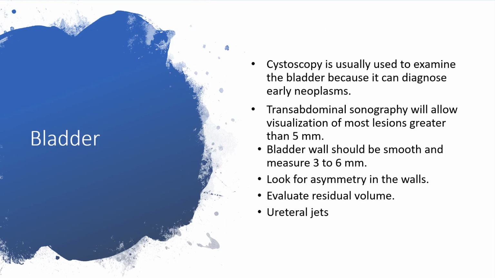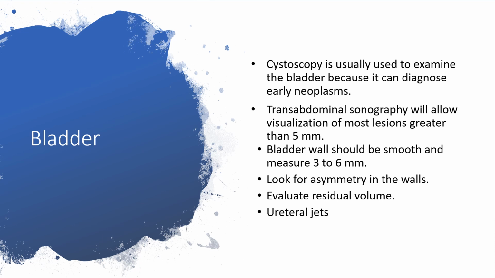That brings us to the bladder. Now, ultrasound is not the modality of choice when we're looking for early neoplasms of the bladder. Cystoscopy is going to be more often used to examine the bladder because it can diagnose those early neoplasms, and that's the insertion of a camera up through the urethra and into the bladder. We can do transurethral or intravesical ultrasound now, so we are seeing more of that going on as well in addition to the cystoscopy.